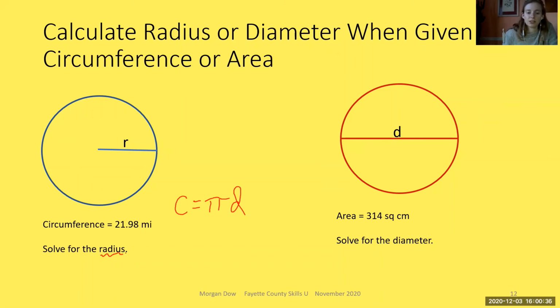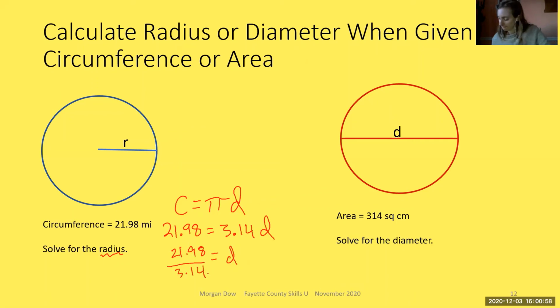So I'm going to use C equals pi d. I'm going to fill in the information I know. So C is 21.98. Pi is 3.14. So now this is an equation that we can solve for d. And to solve it, we're going to divide. 21.98 divided by 3.14. And we get a diameter of 7. And if I double check my units here, that's 7 miles.